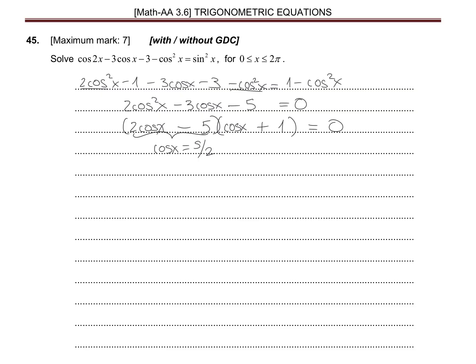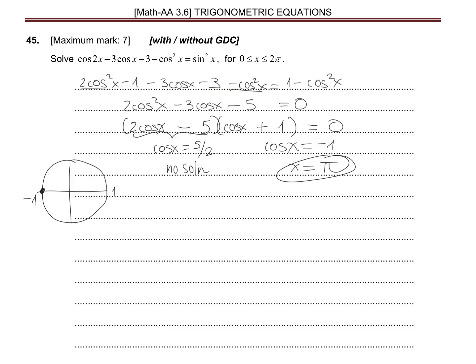Now, you all know that cosine goes in between negative 1 and 1. That's on the unit circle. Top value is 1, and bottom value is negative 1. So this is no solution here. But here, this cosine x equals negative 1. That's happening here at pi. And that's our only answer.